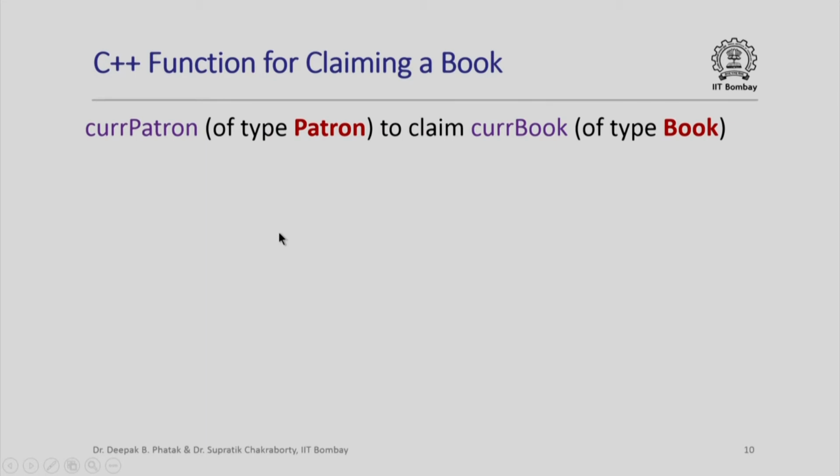Now in the earlier lecture we had seen how to implement the checkout functionality. Let us now see how we can implement the claim functionality. So what is the claim functionality? Let us say a patron, denoted by current patron, of type patron wants to claim a book, denoted by current book, of type book.